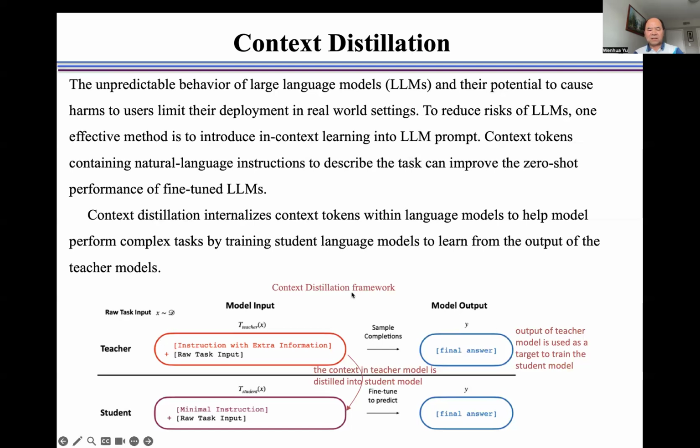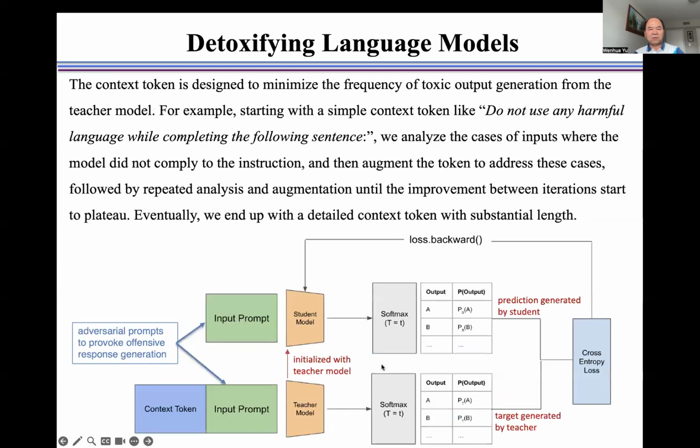Here is a context distillation framework, this teacher model and this student model. Output of the teacher model is used as a target to train the student model. In this way, the context in the teacher model is distilled into the student model.